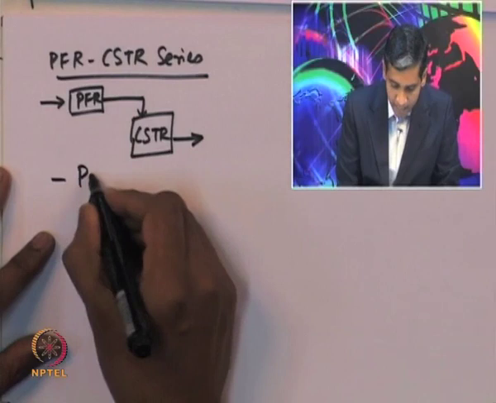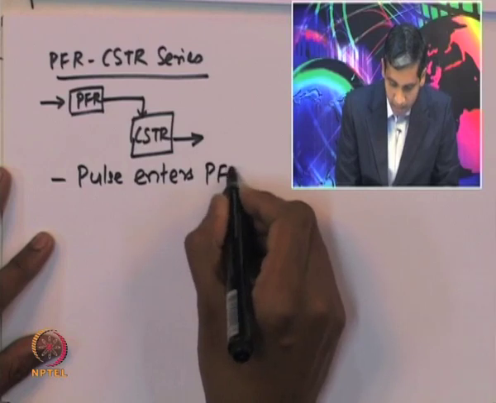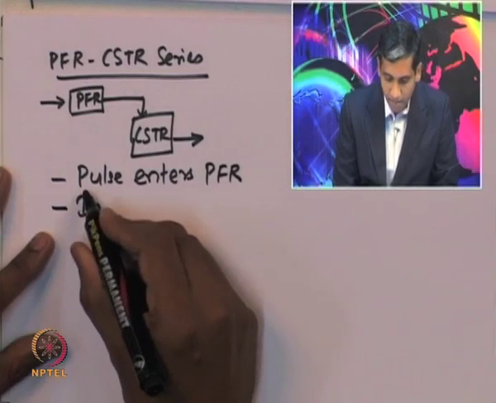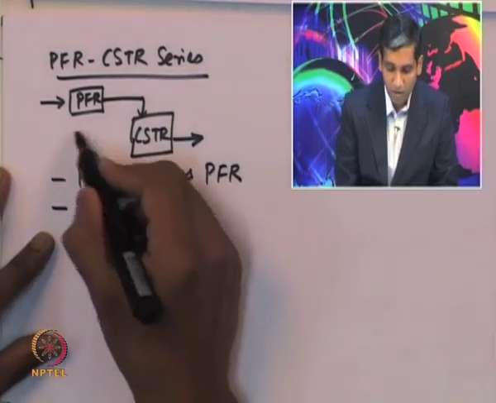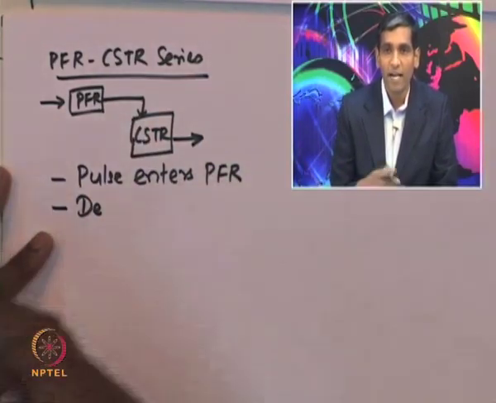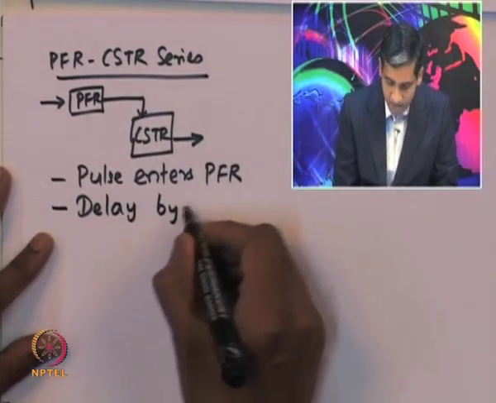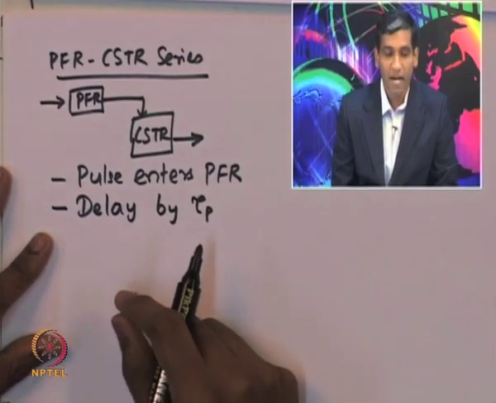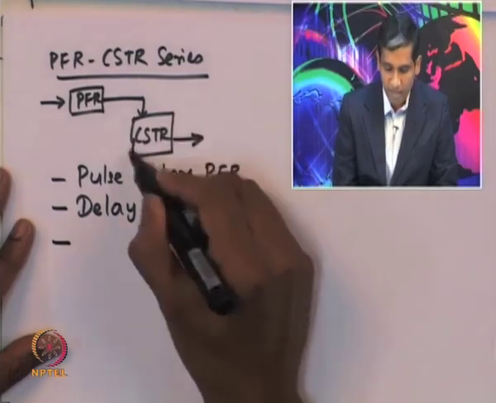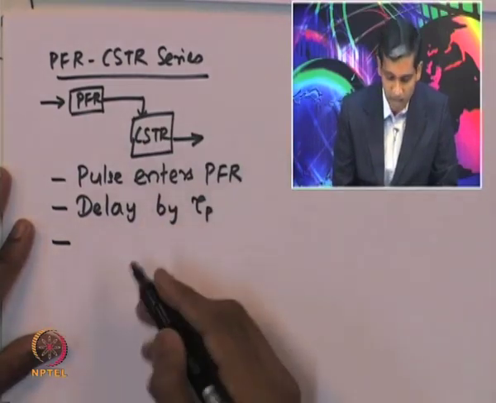So, the pulse first enters the plug flow reactor. Because of the nature of the plug flow reactor, there is simply a delay equal to the space time of the plug flow reactor that is introduced. So, there is a delay by the space time of the plug flow reactor, and then after this delay, the tracer actually appears at the entry of the CSTR, and then it follows the residence time distribution function of the CSTR.